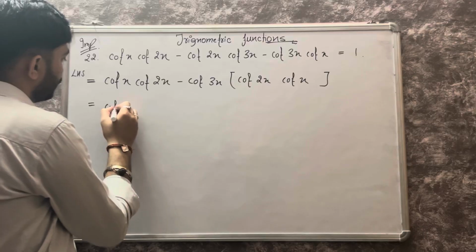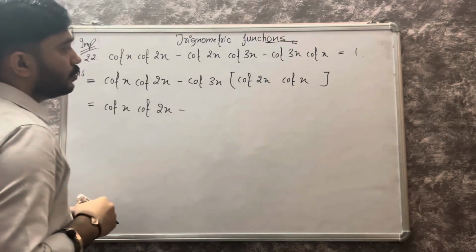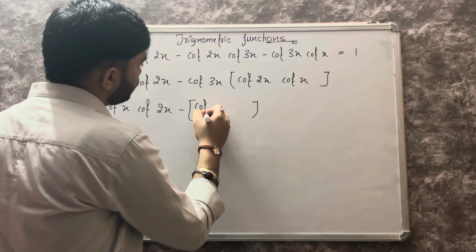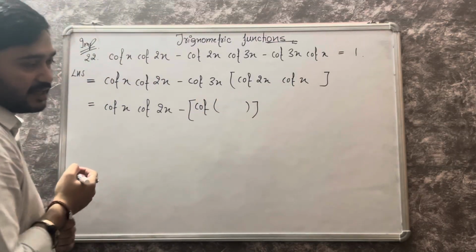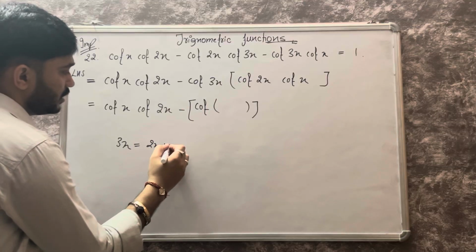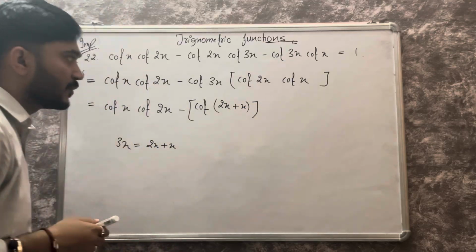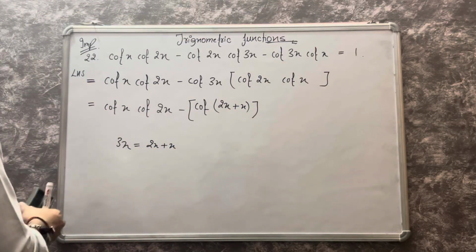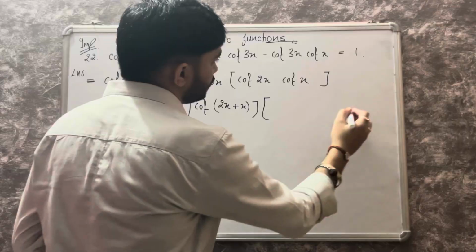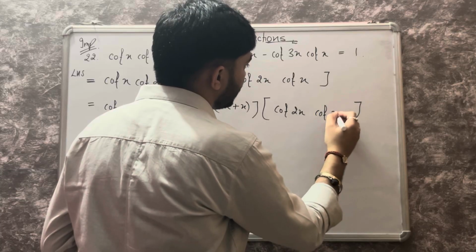Now we are going to solve this cot 3x. And how are we going to solve it? Since 3x is the angle, we can write 3x as 2x plus x. So here we are going to write this as 2x plus x, or you can write it the other way around too, x plus 2x. Now writing the remainder part, that is cot 2x into cot x.